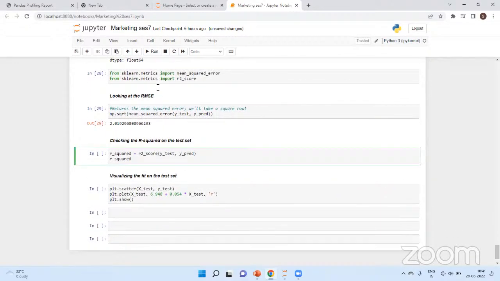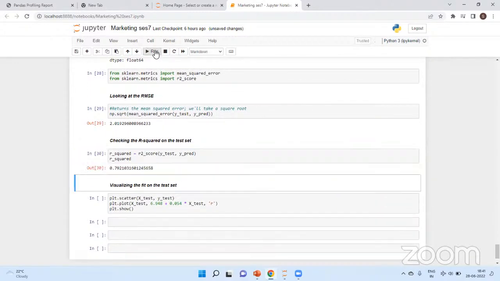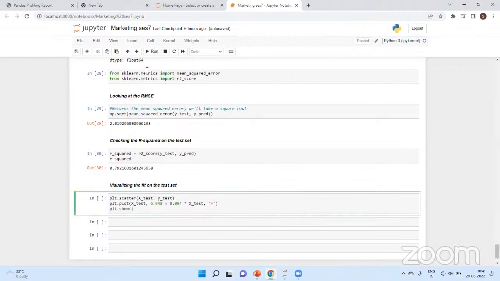Checking R squared on the test data, it is giving 0.79. Generally, with an R squared of 0.79, we can say the model is okay. We cannot say it is excellent, but it fits the test data reasonably.